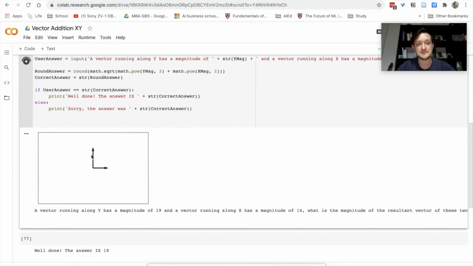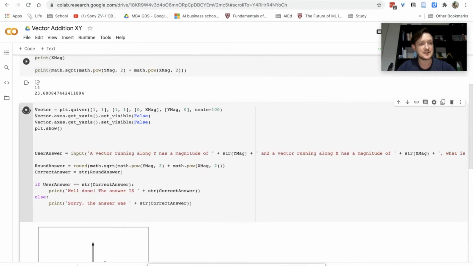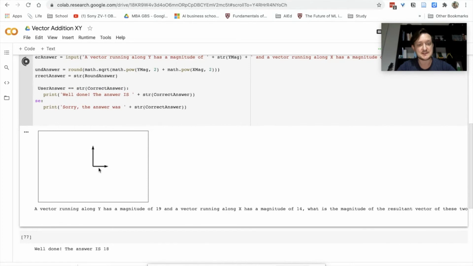That's useful for this next bit, where I use matplotlib to actually plot the vector diagram for those two vectors. So that's my y vector of 19, and that's my x vector of 14. I've hidden the axes here because I don't want it to look like a graph. I want it to actually look like a vector diagram.